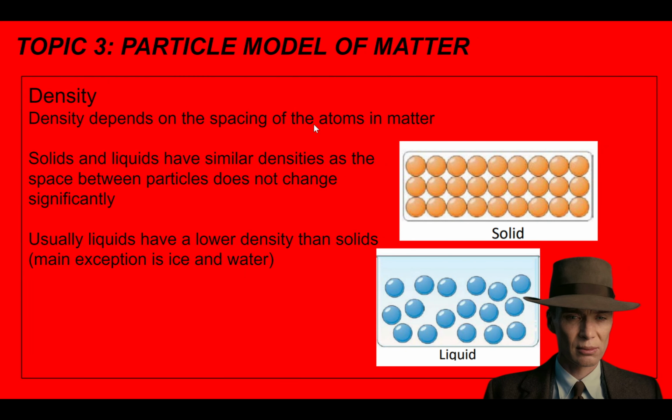Density depends on the spacing of the atoms in matter. Solids and liquids have similar densities as the space between the particles does not change significantly. Usually liquids have lower density than solids. The main exception is ice and water. So here's a solid structure, here's a liquid structure, mainly compact between the two, but here they have a rigid, unmoving structure, and here the particles have some room to move around a little.